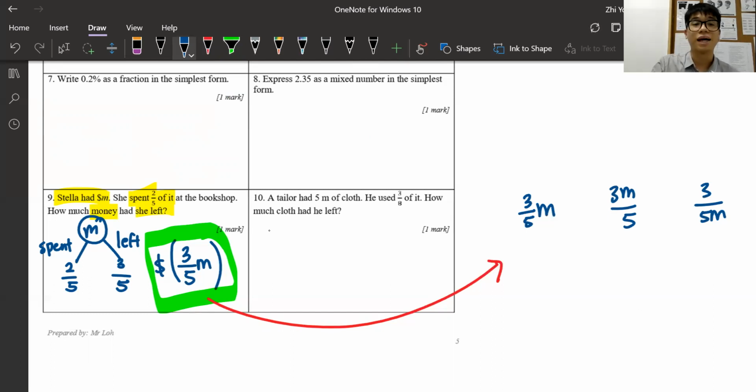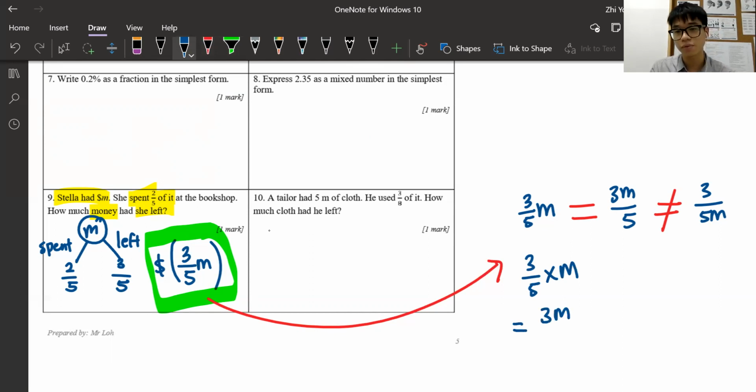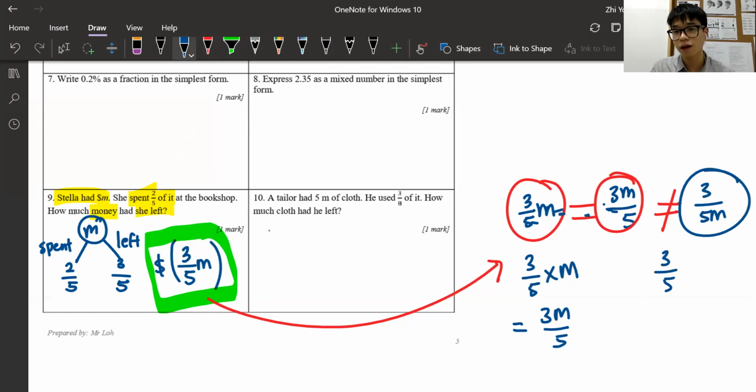Okay. So the answer is that 3 over 5 M is the same as 3M over 5, but it's not the same as 3 over 5M. So why? Again, 3 over 5 M here means 3 over 5 times M, right? And as you know, when we times together, it goes up, it will be 3M over 5. Okay, so it's okay to write your final answer as this one or this one. But you need to always remember that these two are the same thing, but not the same as this one. This is 3 over 5 divided by M. Again I repeat, these two are the same but not the same as this one.